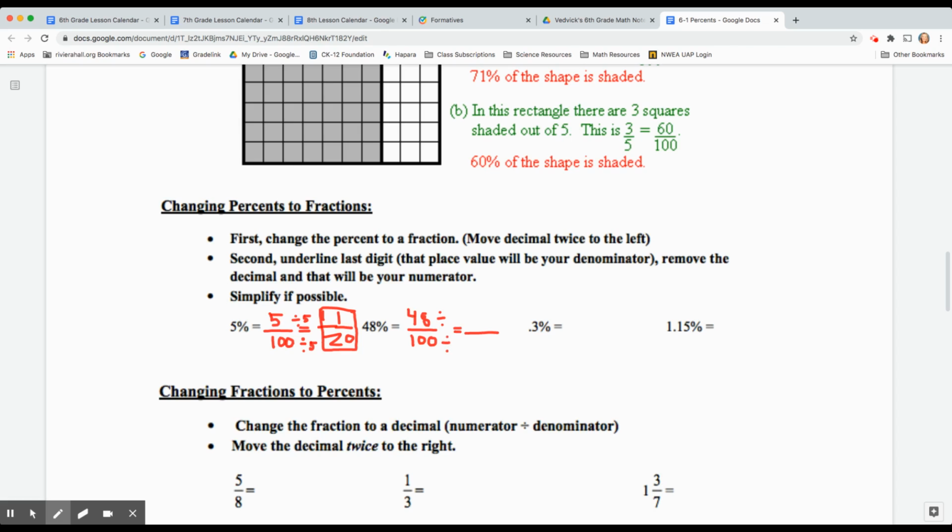Then 4 goes into 4 one whole time. 4 goes into 8 two whole times. 4 goes into 100, again, 25 times. At this point, I can't simplify it anymore, so I am done.